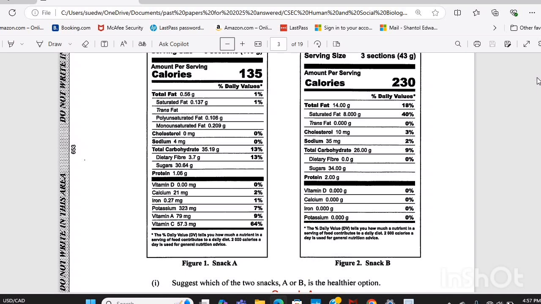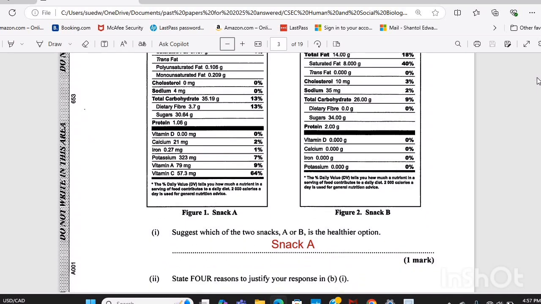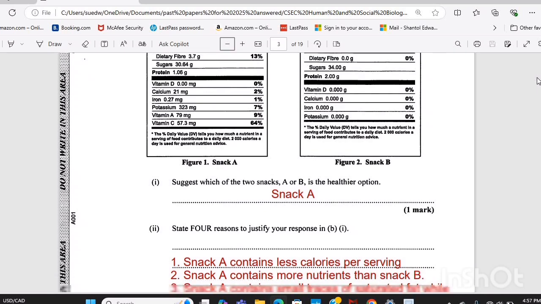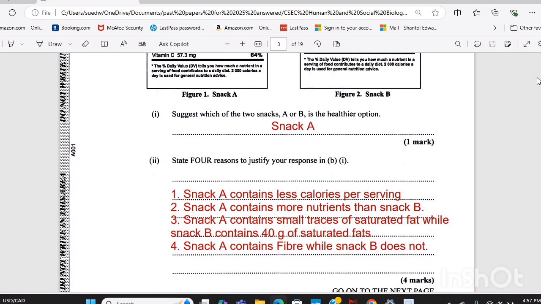Now, when you look at it, you can see that for fat there, we only have 1% fat in snack A, but a total of 18% total fat in snack B. So when we look at the fat, we can say that snack B is the more unhealthy option, and so snack A is the healthier option of the two. All right. Now, it says state 4 reasons to justify your answer.